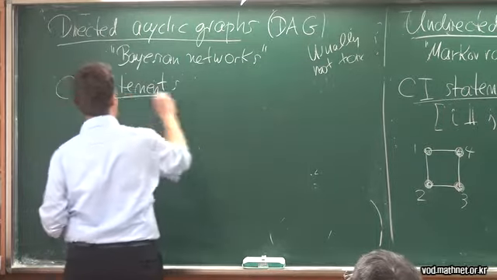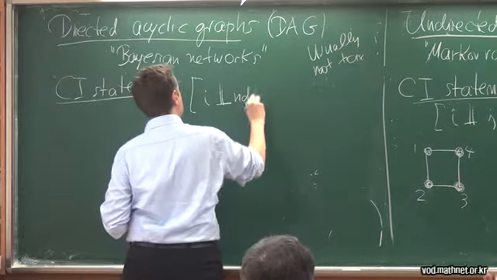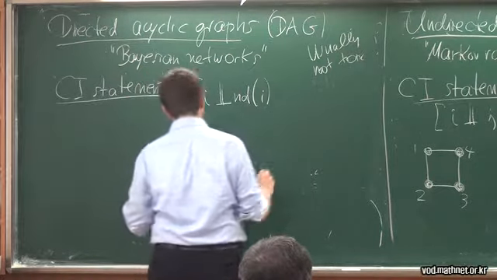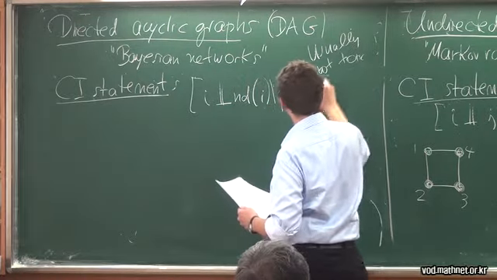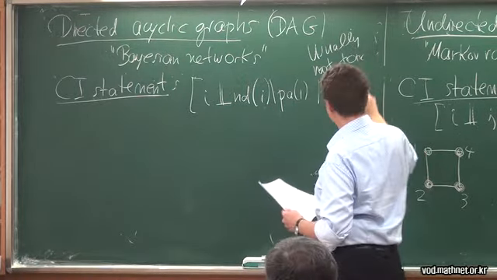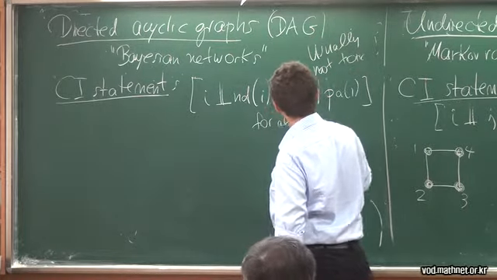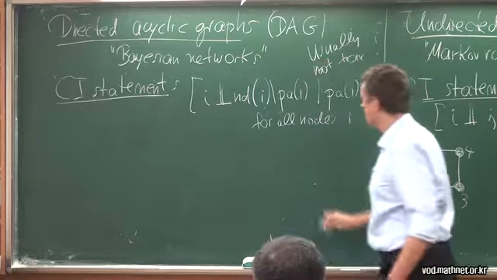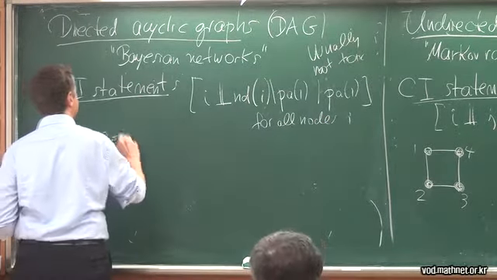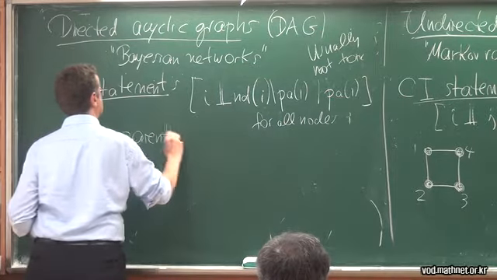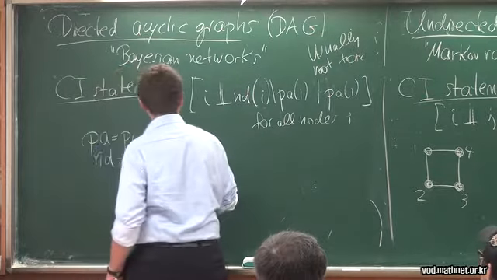You write them down and I'm going to explain. They look like this: I, a singleton, is independent of the set ND of I minus PA of I, given PA of I, for all nodes I. I'll explain what these sets are. So PA is the set of parents, and ND is the set of non-descendants.